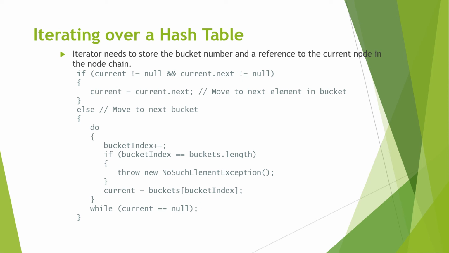So current points to the next bucket, and then in this while loop we check whether current is null or not. If it is null, it means that the bucket is empty, so you have to increment the bucket index again, and do it all the way until you reach a non-empty bucket. And then after you reach that non-empty bucket, you have to point to the beginning of the node chain existing in that bucket that you reached.